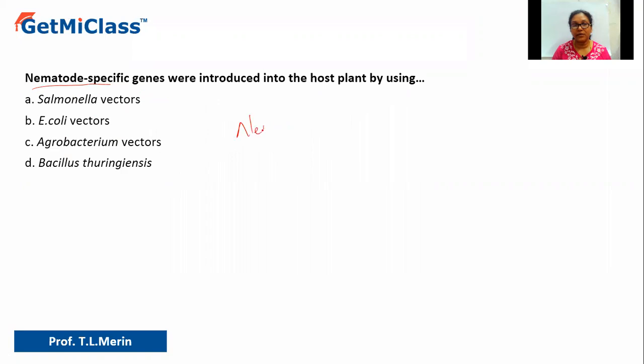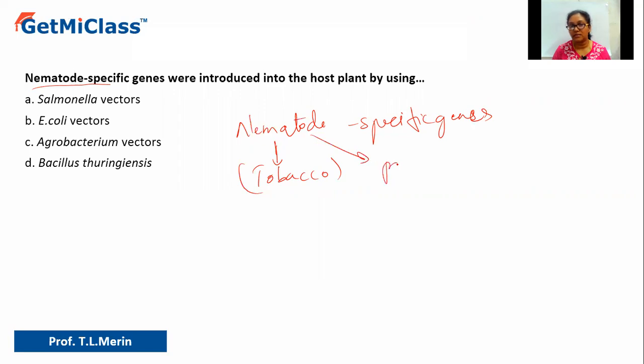Now when we say nematode-specific gene, why are we talking about it? What are these nematodes? These nematodes are a type of disease causing organism, which cause disease in tobacco plants. Basically, these are a type of parasites. Now these nematodes produce certain proteins which will cause disease in these plants and hence reduced yield.